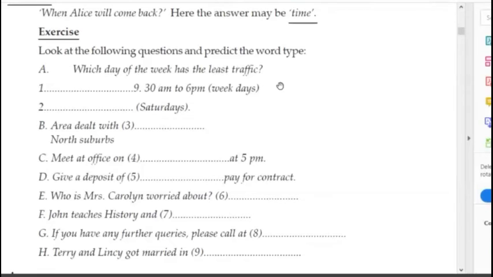For the traffic. Yeah, it is about the traffic. Which day of the week? Of course, question one asks which day of the week has the least traffic, and then question number two asks about the time on Saturdays, and the third question is about the area dealt with, which is something familiar. By reading the area question, it is saying something which is familiar at this place.